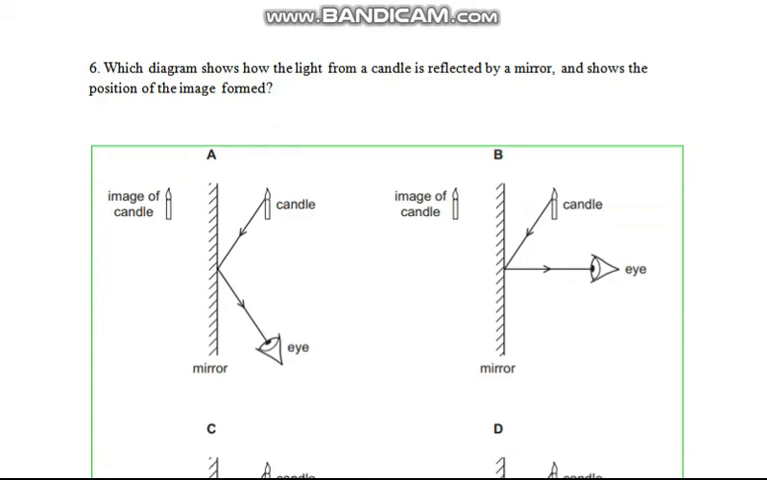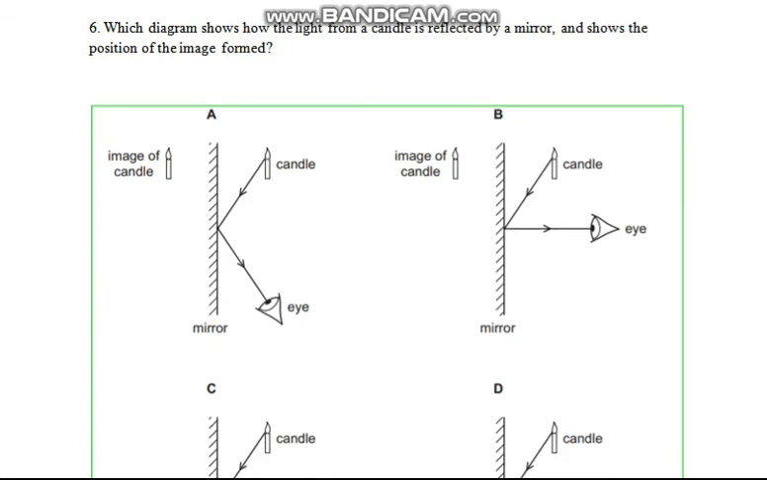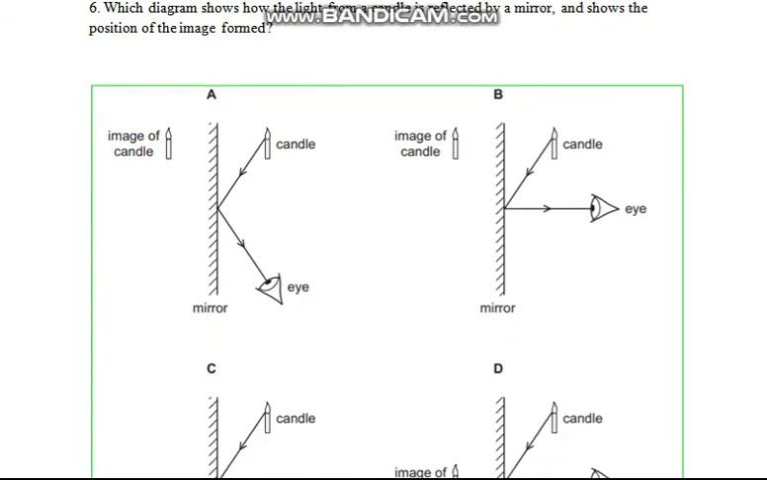Question number 6. Which diagram shows how the light from the candle is reflected by a mirror and shows the position of the image formed? So in this case, you have the object as a candle and the image should be at the same distance. But how the rays are being incident and reflected.